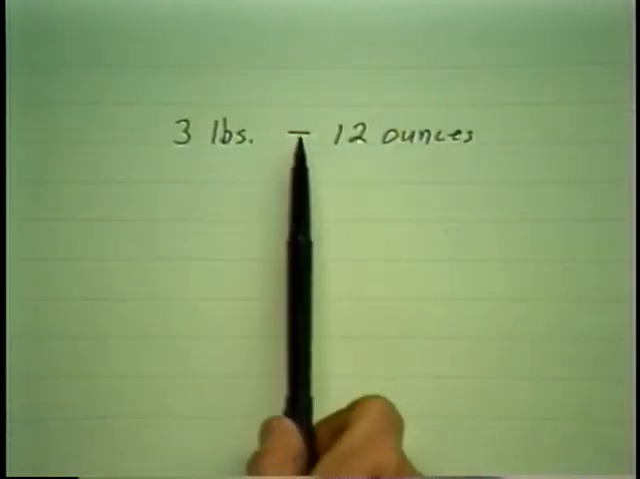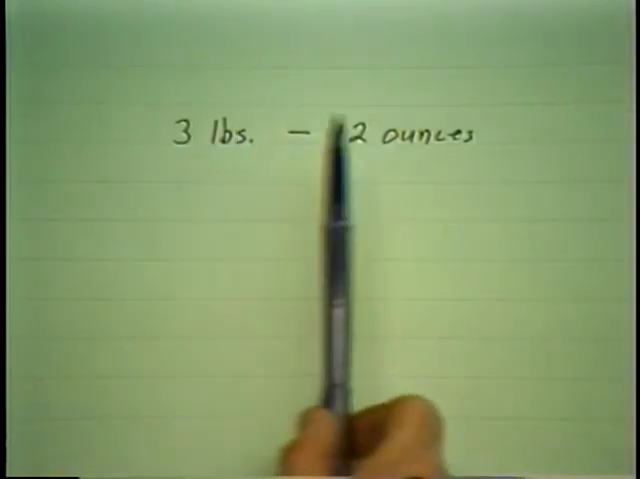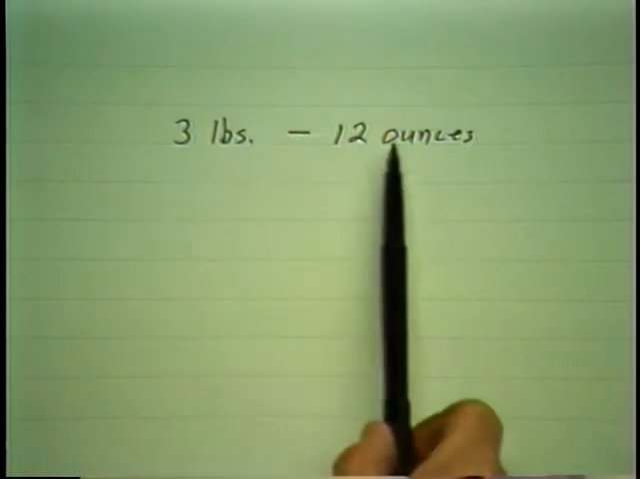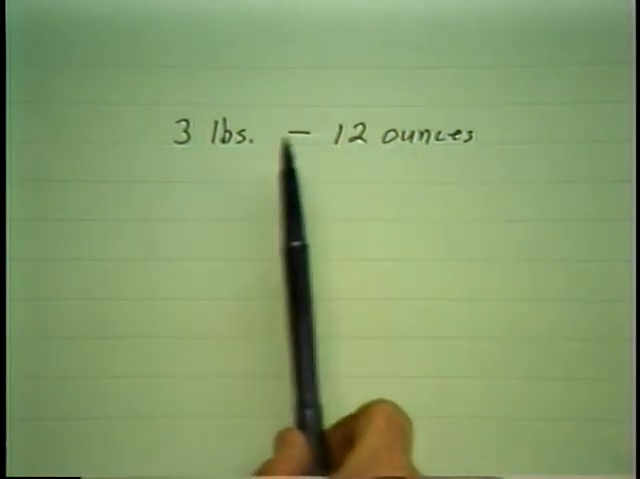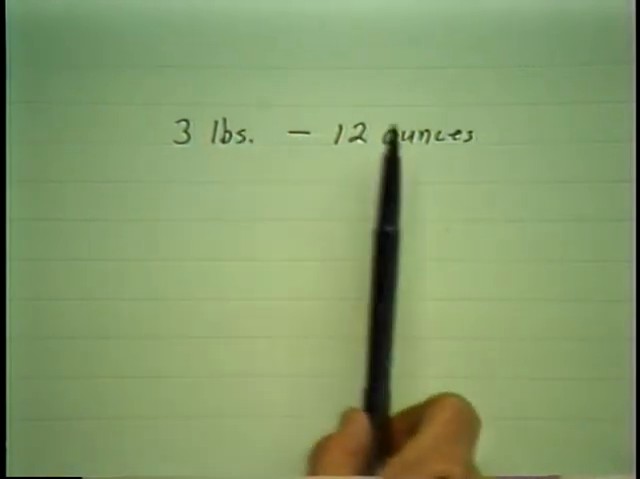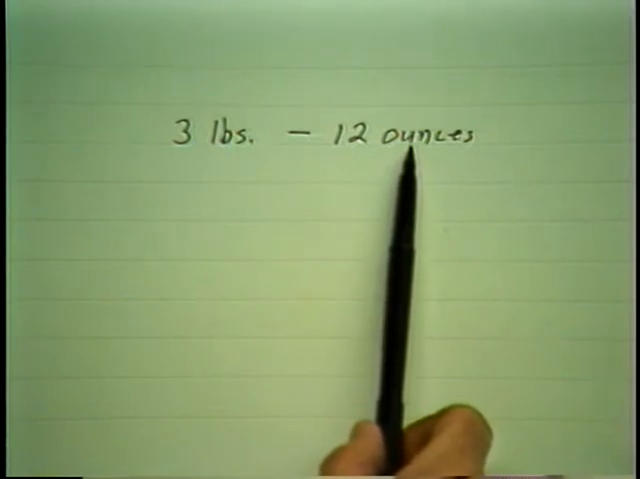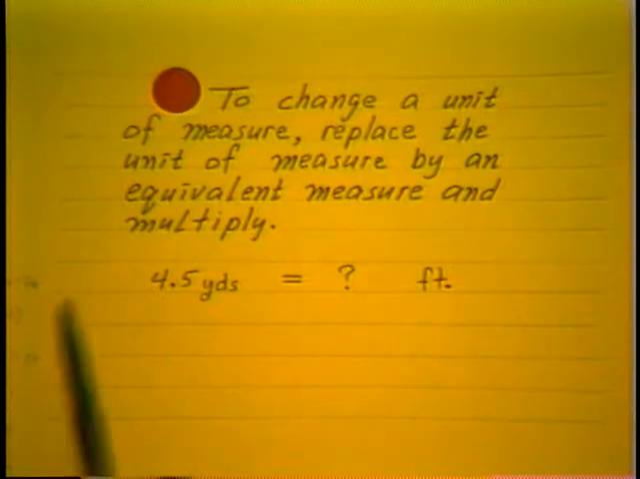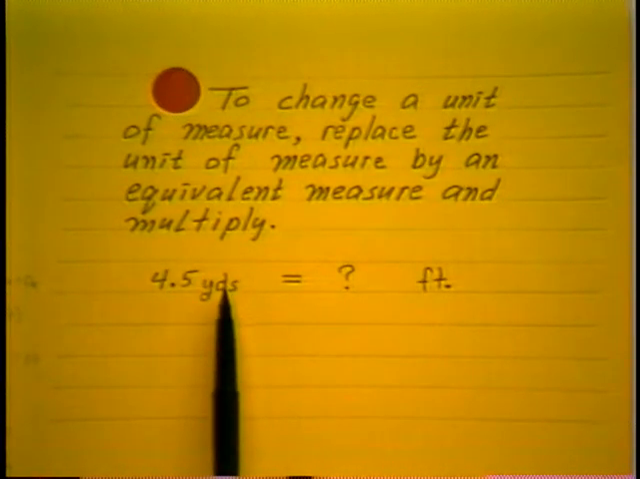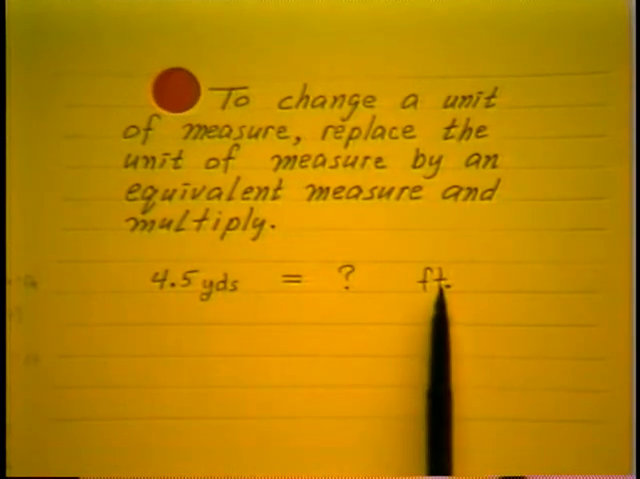But what about if you're subtracting numbers that are measuring the same kind of a thing, in this case weight and weight, but they're not like measurements? Here we have pounds and ounces. How do we handle that? Well, first let's look at another matter. That is, how do we change from one unit of measure into another unit of measure?